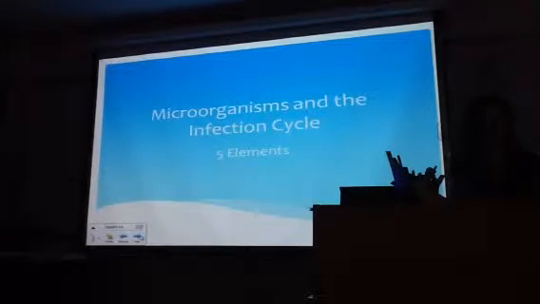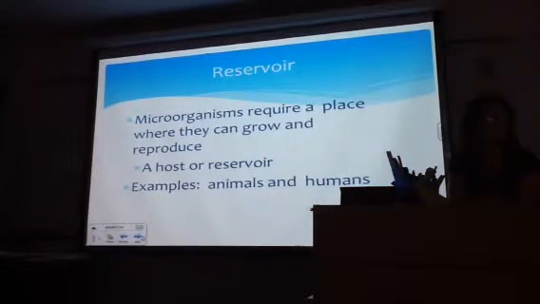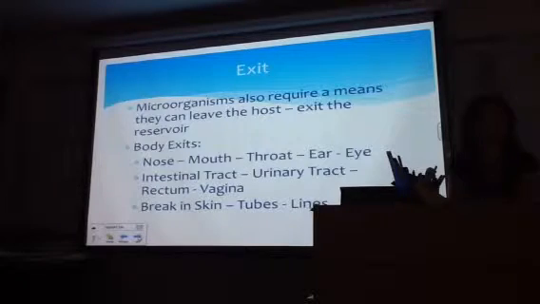Microorganisms in the infection cycle, five elements. There's the reservoir. Microorganisms require a place where they can grow and reproduce. It's a host or a reservoir. Examples are animals and humans. So every bug needs to have a place to grow, basically.